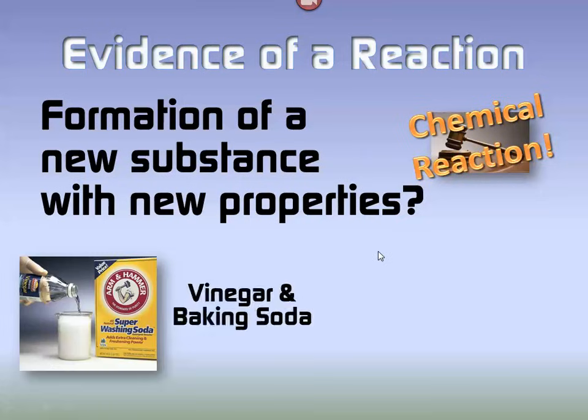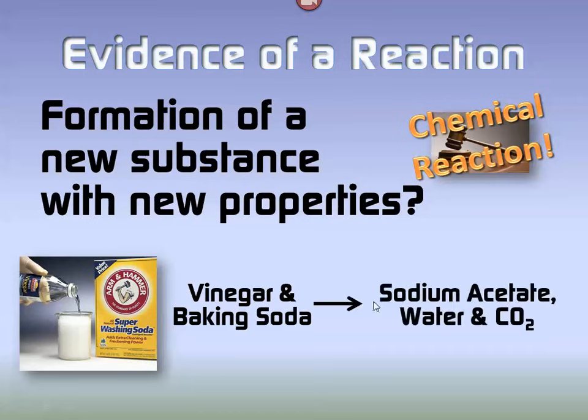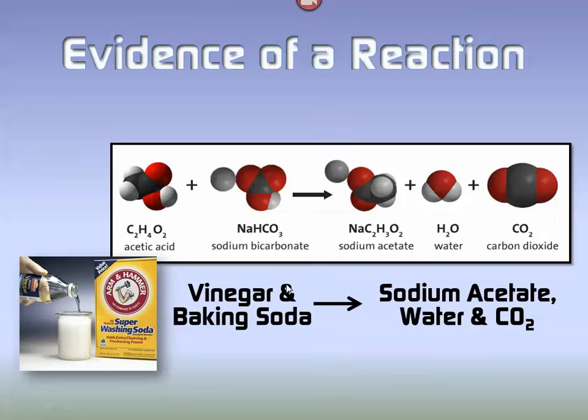The other example, of course, was the vinegar and baking soda, the acetic acid and sodium bicarb. And when you put those together, you actually get not just bubbles and all that, but you get three new substances. Sodium acetate, which is formed and settles to the bottom of the beaker, water, and carbon dioxide is given off. So what does that look like at a chemical level?